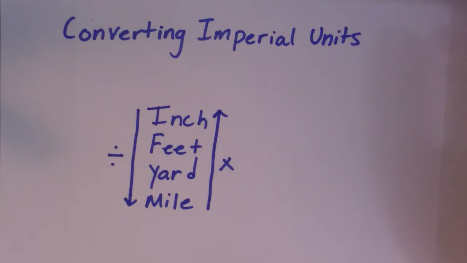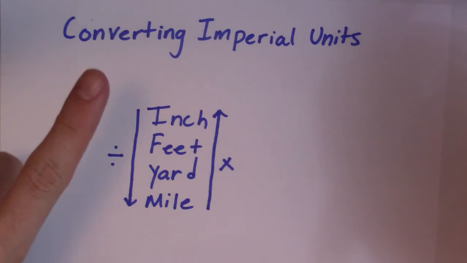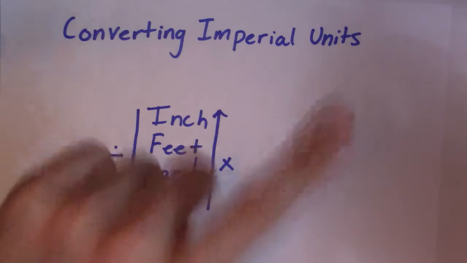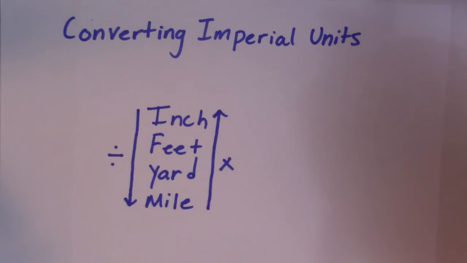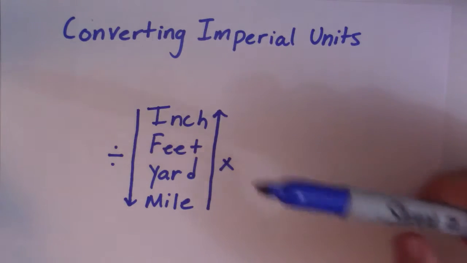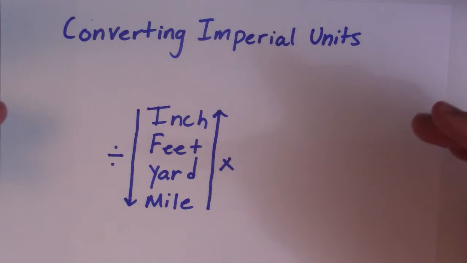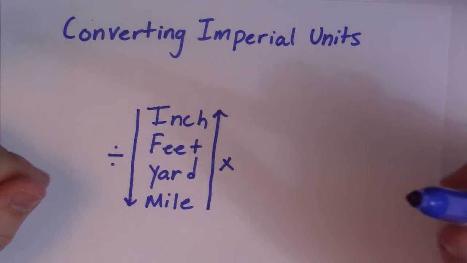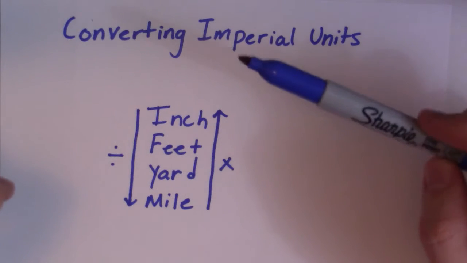So, in this math video, I'm going to continue building off what I talked about in the last one, which was imperial units and metric units. Today, I'm going to talk about converting imperial units. I have this neat little diagram that I like to use for my students. I'm going to do two videos on this. One where I do a proportionality approach, and this one where I use logic.